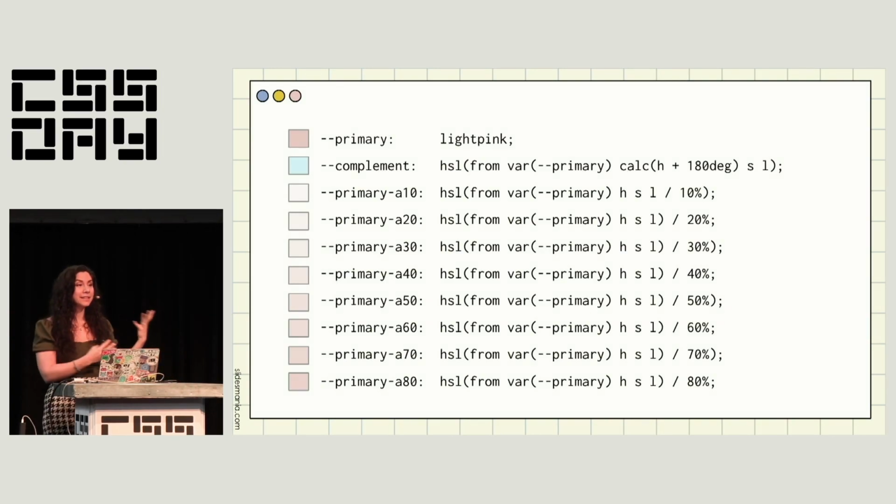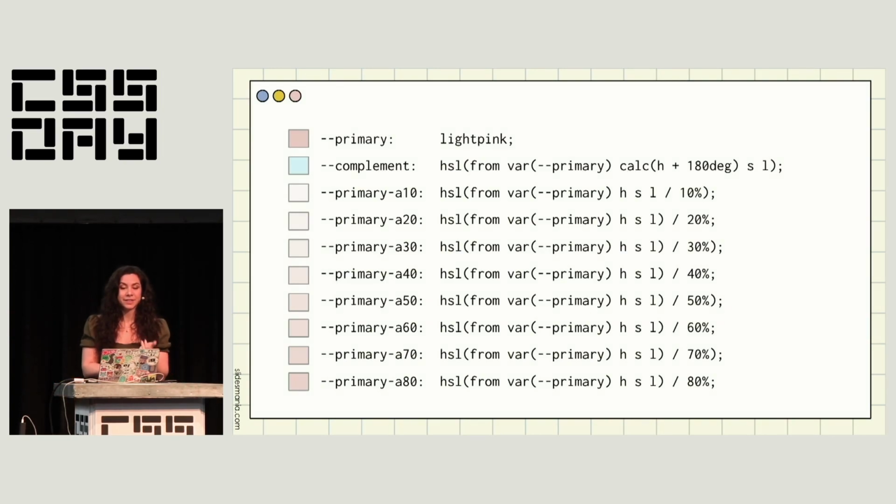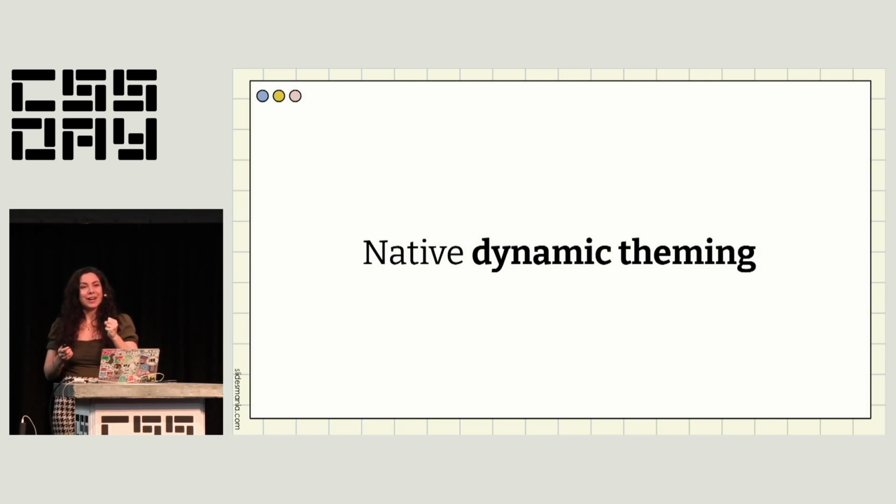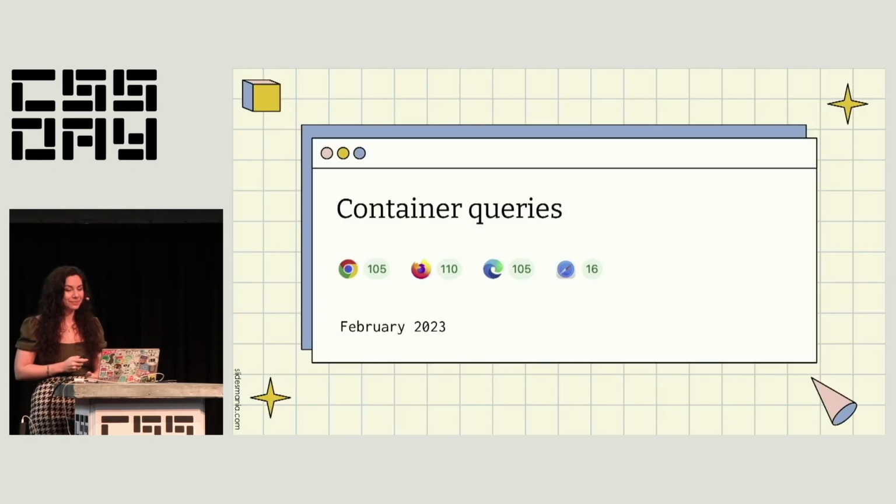Now we can do this in CSS. We don't need JavaScript. We don't need SVG to do this. And you can dynamically update these values so you can see how this works great for different parts of your UI and for creating native dynamic theming, which is something that I've been wanting in CSS for so long because Sass and Compass were really spoiling us.